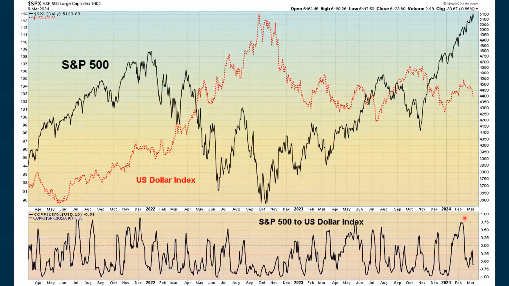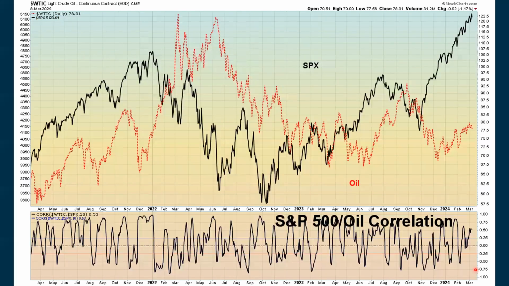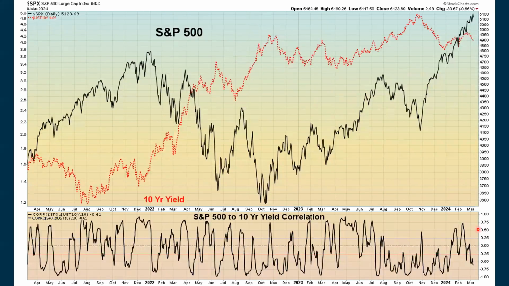Some correlations. We look at the S&P 500 and the US dollar index. They're having a pretty strong tendency to go in opposite directions. So if stocks are up, generally the dollar is down and vice versa. That's why we watch the dollar during the day, or at least I do. Then we also look at the S&P 500 to oil, and they're having a pretty strong tendency to go in the same direction at the same time right now.